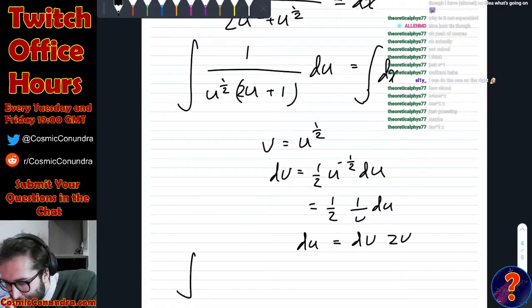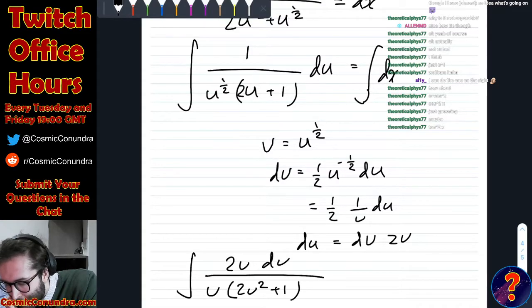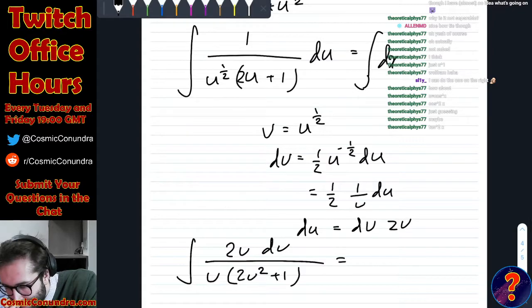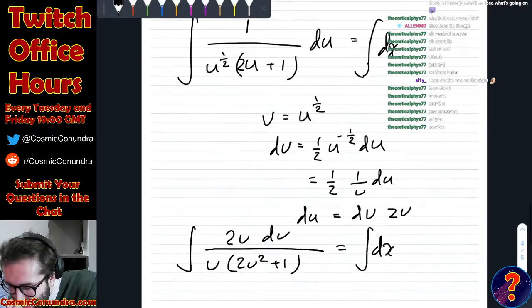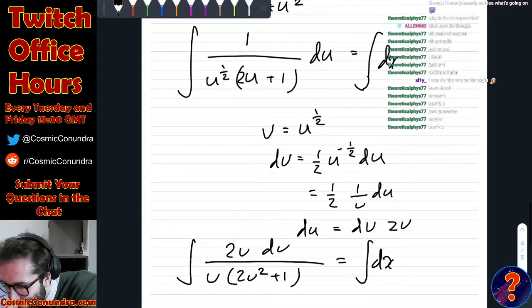So then the integral becomes 2v dv over v times 2v squared plus 1. Oh, well, okay, that's fine. Why didn't we think of that earlier? Unless I've made a mistake in the substitution, but if I haven't, that's a perfectly fine integral to do.